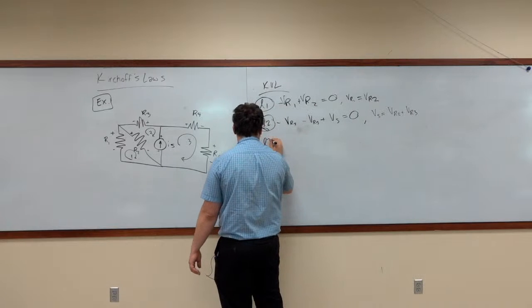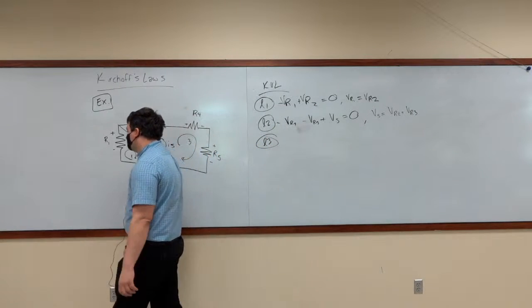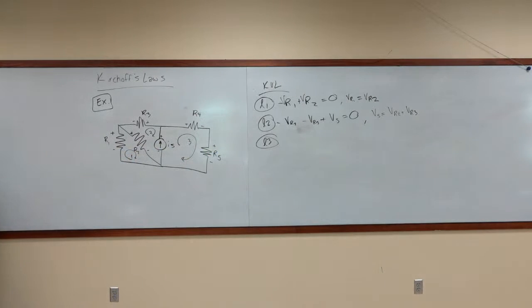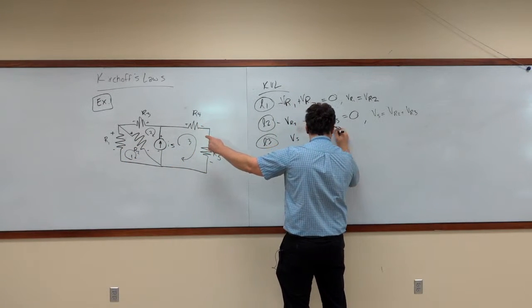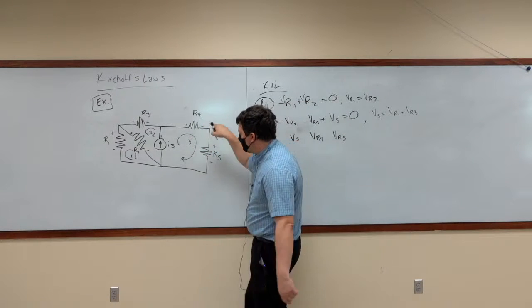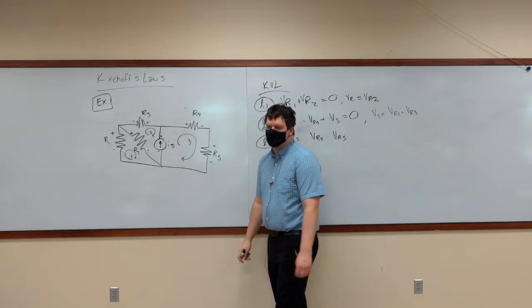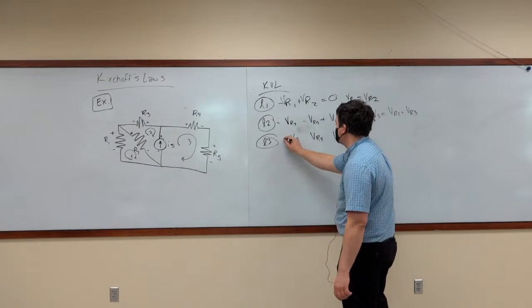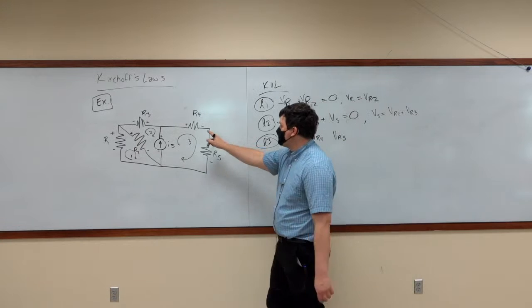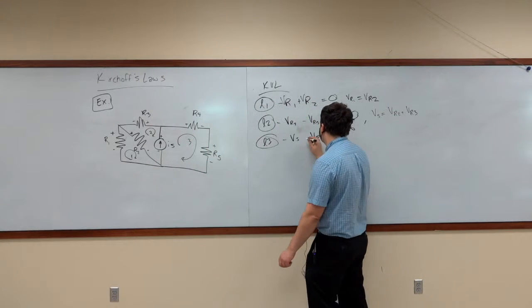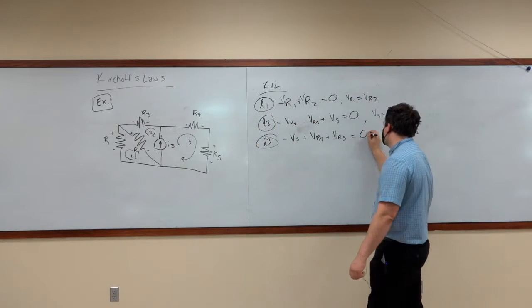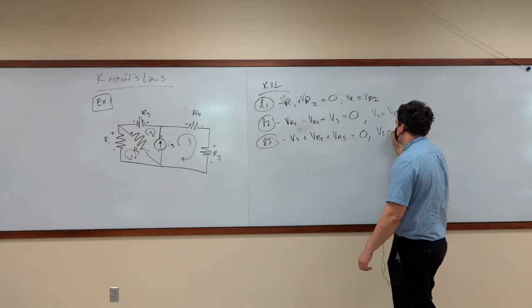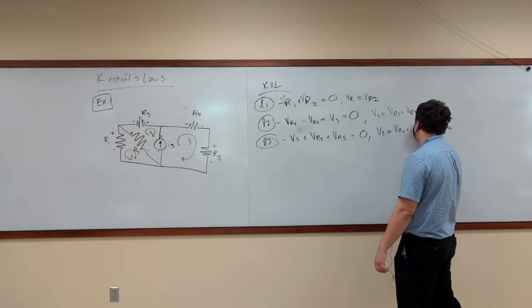Now, for the third loop equation. What components touch loop 3? We have VS, VR4, and VR5. Okay, as we go around clockwise, does it touch the positive or the negative end of the source? Touches the negative end, which makes this a negative component. Does it touch the positive or the negative end of R4? And does it touch the positive end or the negative end of R5? There we go. So we have our third equation. This is VS is equal to VR4 plus VR5.